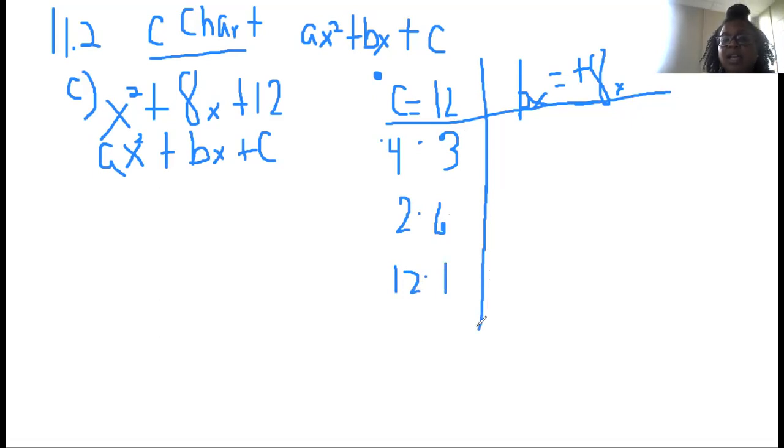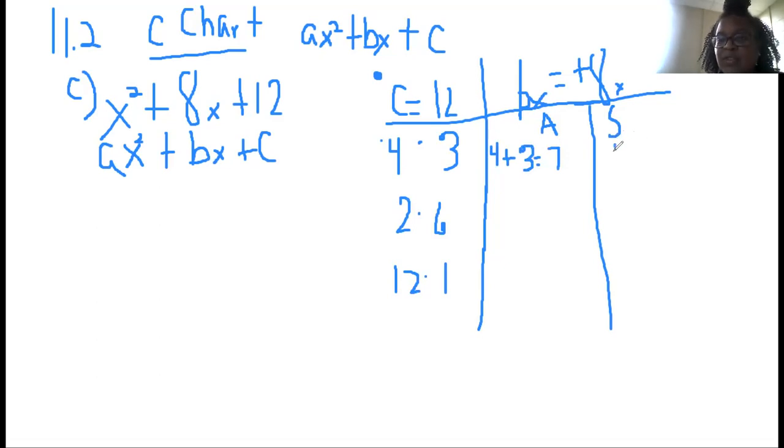Now, here with bx equals a positive 8x, here's the other process that we look at. When we look at bx, we look at the adding side of it as well as the subtraction side of it, and we base it upon the two numbers that we have here for c. So when I think about the adding of the two numbers for c, 4 plus 3, does that equal my bx? No, that equals 7. So that's not working. If I do the subtraction side, that is equal to 1. So 4 and 3 is not a match for model C.